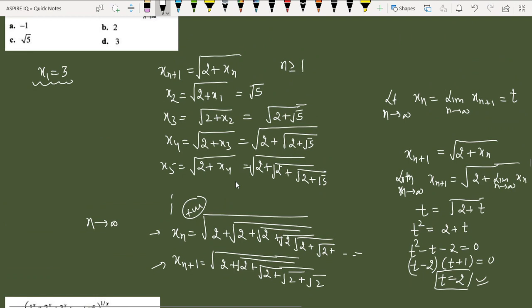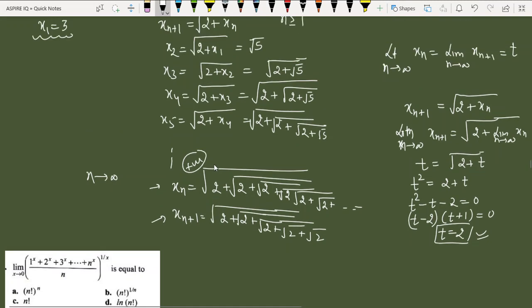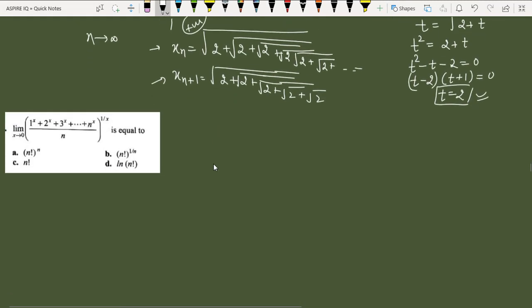So this question is a very tricky one. We just need to see that xn and x(n+1), for n tends to infinity, are almost equal. Okay, so now we come to the next question.